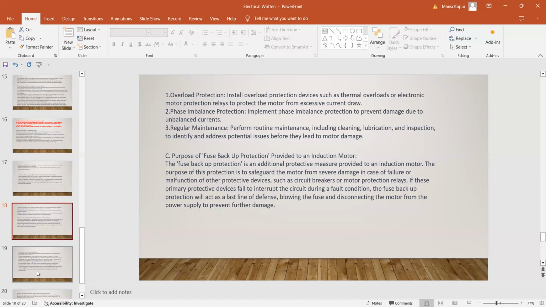Phase imbalance protection: implement phase imbalance protection to prevent damage due to unbalanced current. Regular maintenance: perform routine maintenance, including cleaning, lubrication, and inspection, to identify and address potential issues before they lead to motor damage. Sir, phase imbalance protection, we are not using this normally, but obviously you can write it. If some phase is taking less voltage or some phase is taking more voltage, you can put n number of protections. It only depends on how much money you want to spend.